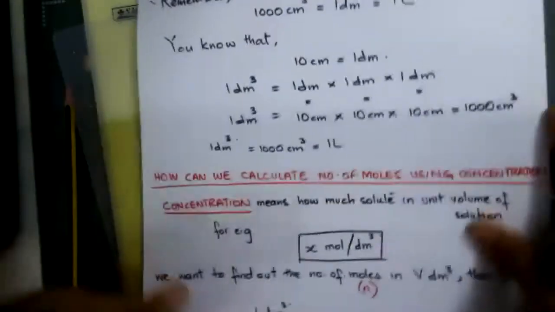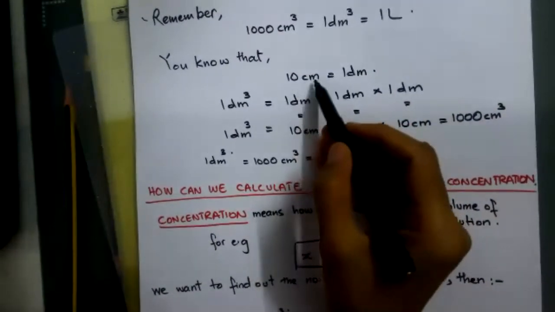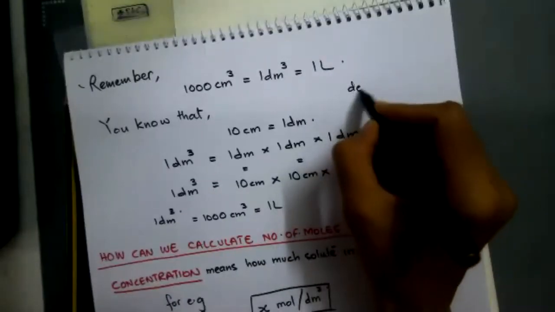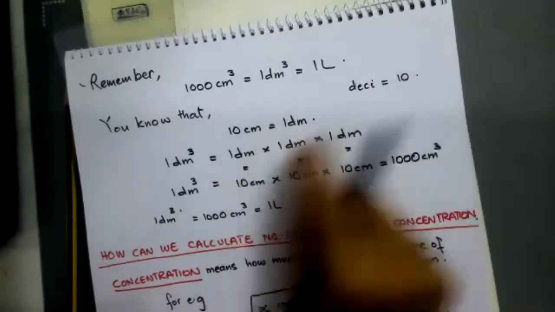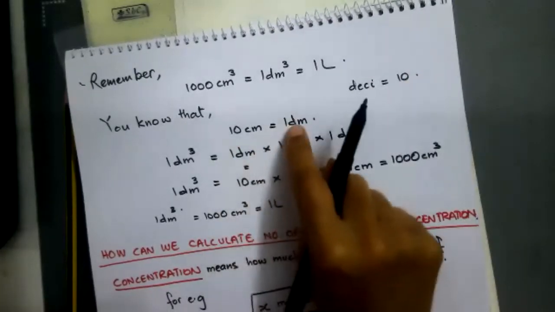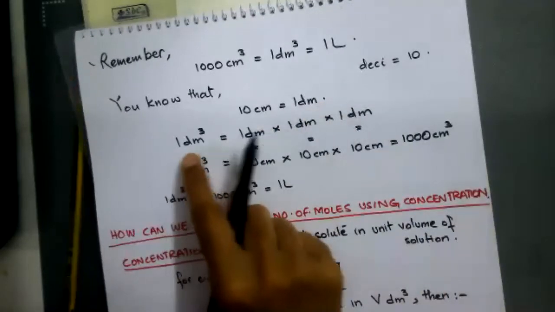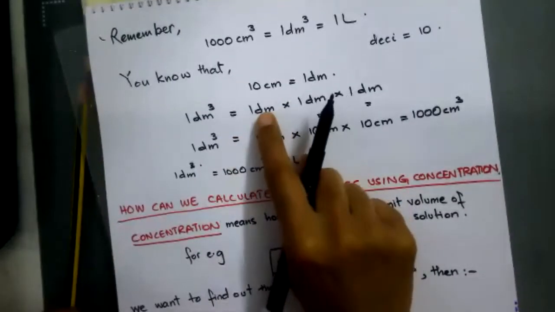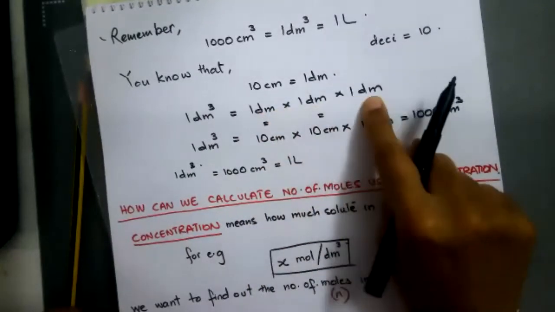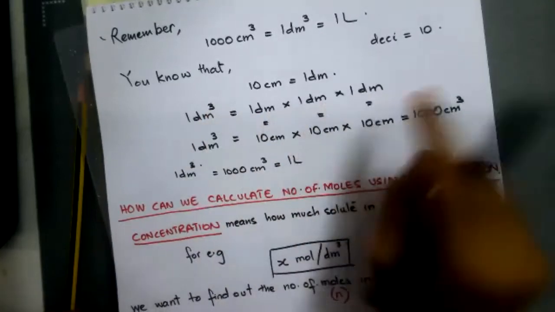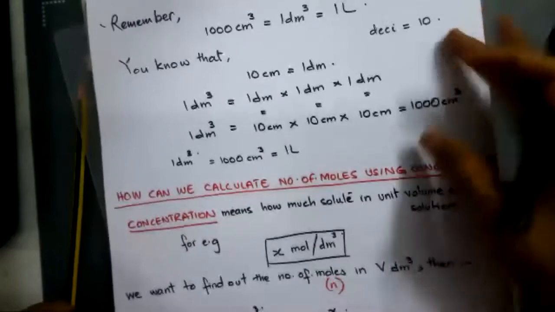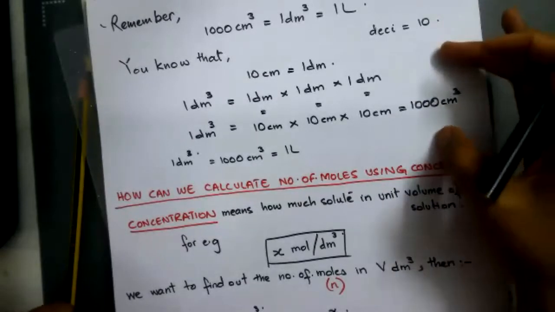How come? Let's talk about it a little. Now we know that 10 cm is equal to 1 decimeter. Deci means 10, right? You must be knowing that deci means 10. So 10 centimeters makes 1 decimeter. So 1 dm cube is actually what? 1 dm multiplied by 1 dm multiplied by 1 dm. That's why we have 3 dm's here, because 3 dm's are getting multiplied, right? This is simple grade 7, 8 math.